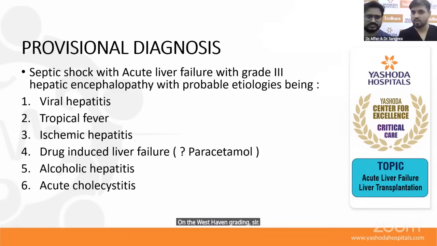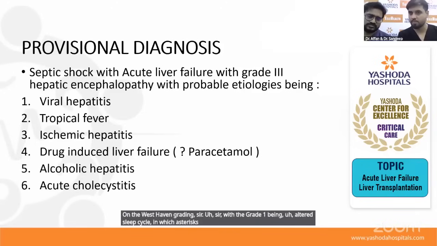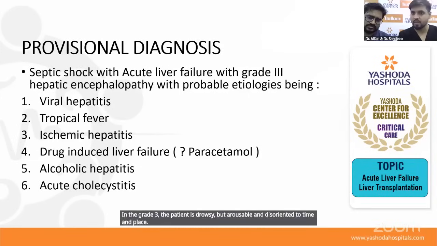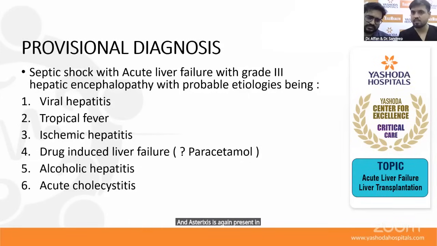Sir, with grade 1 being altered sleep cycle, in which asterixis may or may not be present. Grade 2, the patient is confused and asterixis is present. In grade 3, the patient is drowsy but arousable and disoriented to time and place, and asterixis is again present. And in grade 4, the patient is comatose and asterixis is not seen.